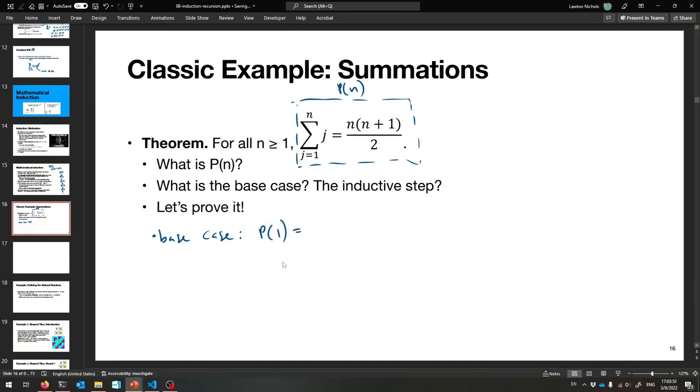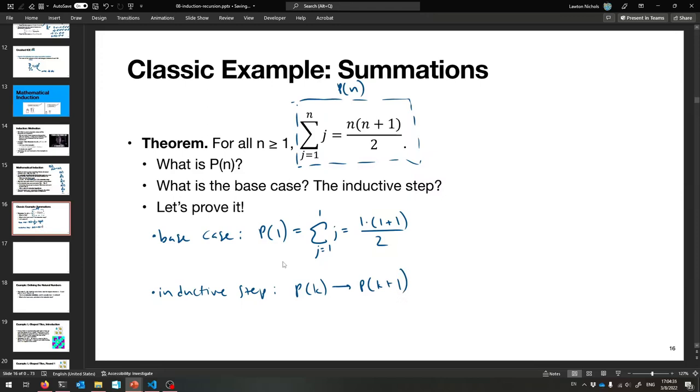Okay, P of 1 is equal to, just fill it in here, the sum from j equals 1 to 1 of j. That needs to be equal to, you have to prove that it's equal to 1 times 1 plus 1 over 2. Okay, so that needs to be the first thing. That's the first step. And then the inductive step is always P of k. You got to prove that for all k, P of k implies P of k plus 1. Okay, and that's what needs to happen.